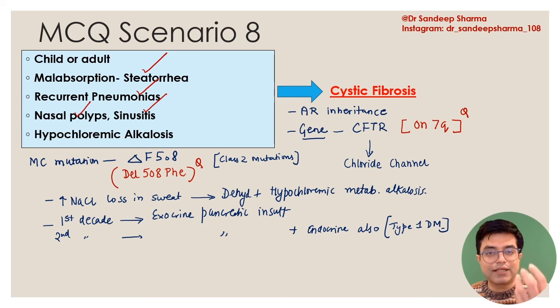तो 5 साल के बच्चे में cystic fibrosis में what will not be seen? Diabetes mellitus will not be seen. So 2 types of MCQs can be asked. Can diabetes mellitus occur in cystic fibrosis? Yes, if they ask in general. Can it occur in a 5-year-old or 7-year-old child?